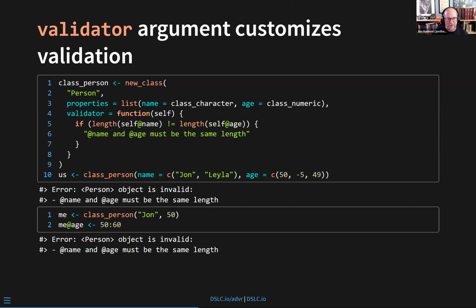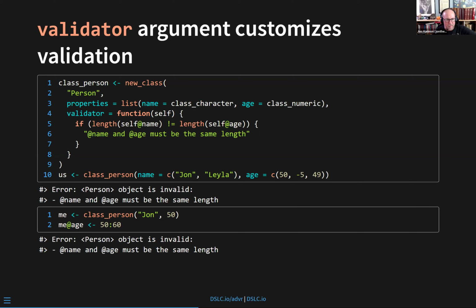So if the name is not the same length as the age, then I can throw an error. And so if I try to do that, now it'll say name and age must be the same length. So it throws that error. This validator should return a character vector. So I threw just one error, but you can do all kinds of checks in here and it'll give you all the things that are wrong with what you try to set up.